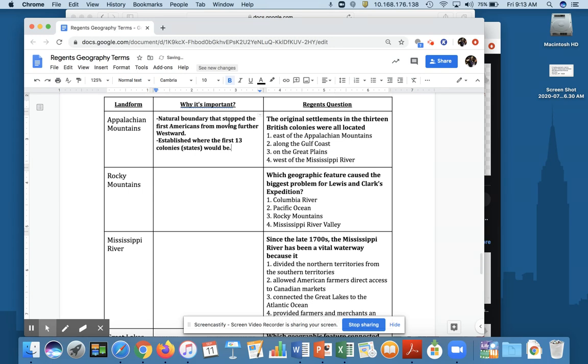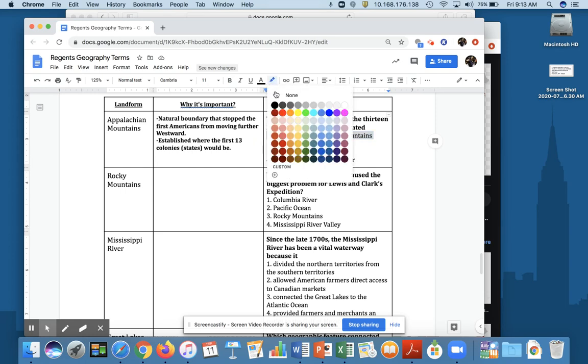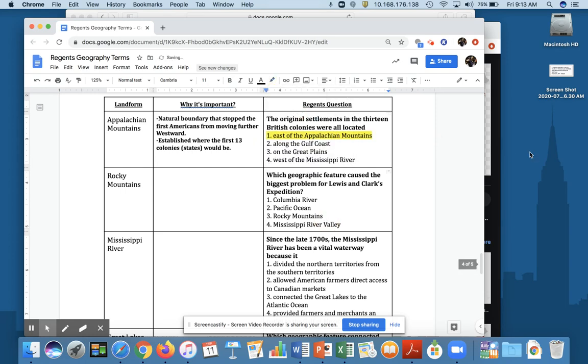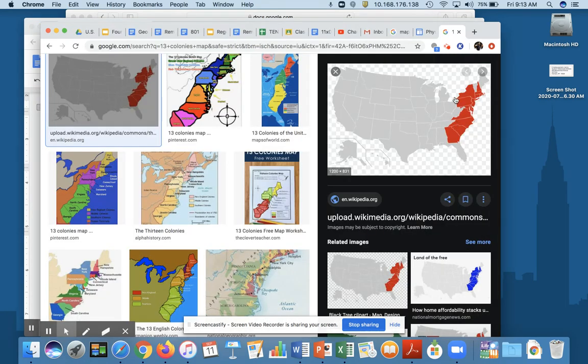So, why is this place important? Regents question. The original settlements in the 13 British colonies were all located where? So take a second, look at your regions, look at your map, pause the video, and then tell me where they were all located. All right. As you can tell, it is not a trick. It is one, east of the Appalachian Mountains. Okay? So, as you can tell, the Appalachian Mountains would be here. Okay, and they all got established right there.